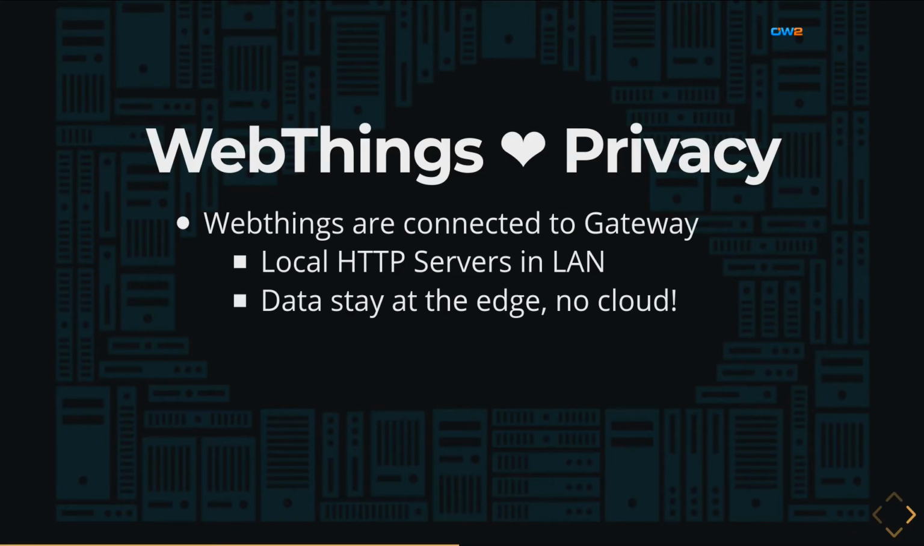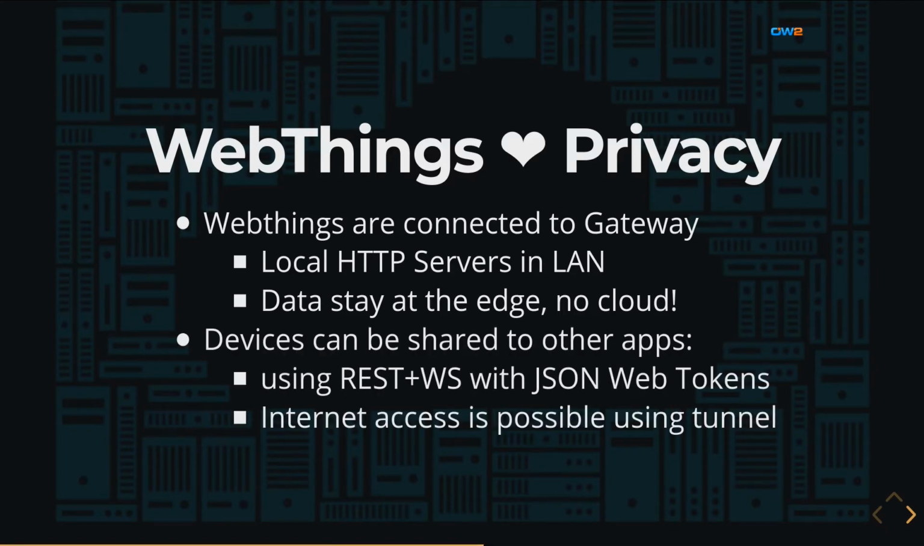together inside the user LAN. So each of them is a server connected to the gateway which is giving access to the user. And the data stays at the edge, so there is no cloud involved because the dashboard is running on the gateway itself. And all device resources can also be shared with other applications in a safe way using JSON Web Token and REST API or WebSocket. And if you need to get access from the internet, it's also possible using a tunnel provided by PageKite.